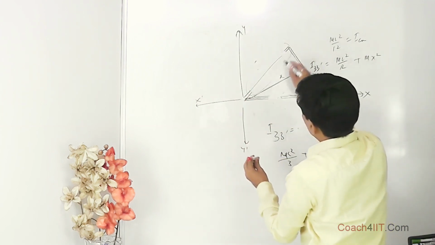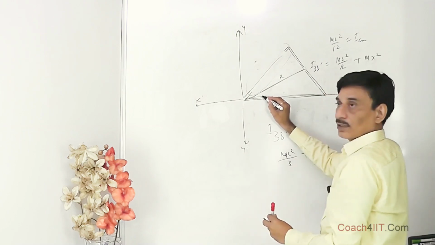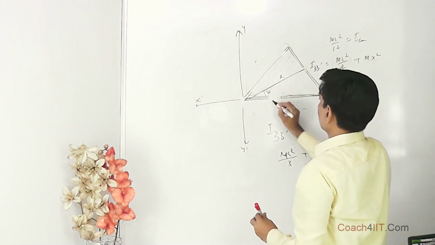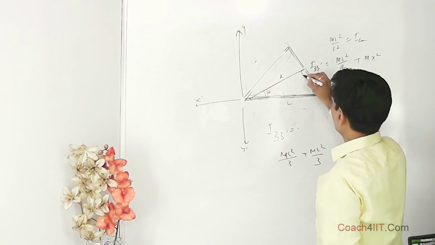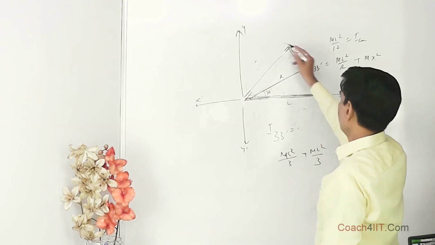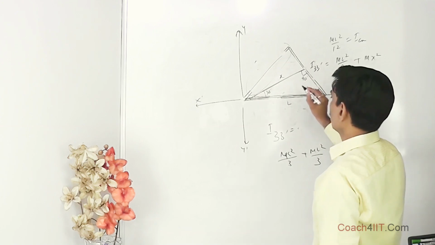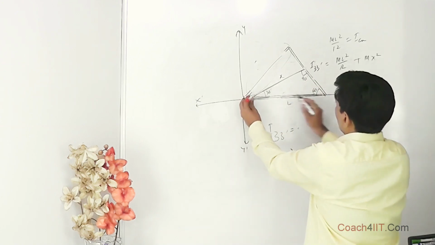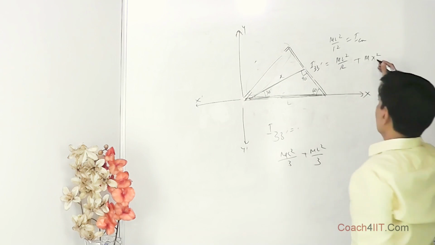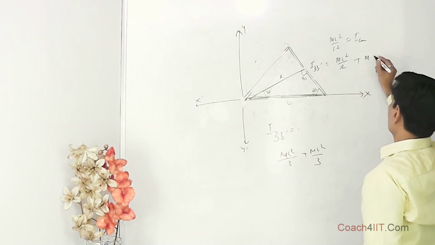We know this is an equilateral triangle, so this angle is 60 degrees. Half of it is 30 degrees, and this is 90 degrees. If this side is L, then x is going to be L cos 30. We can replace x by L cos 30.